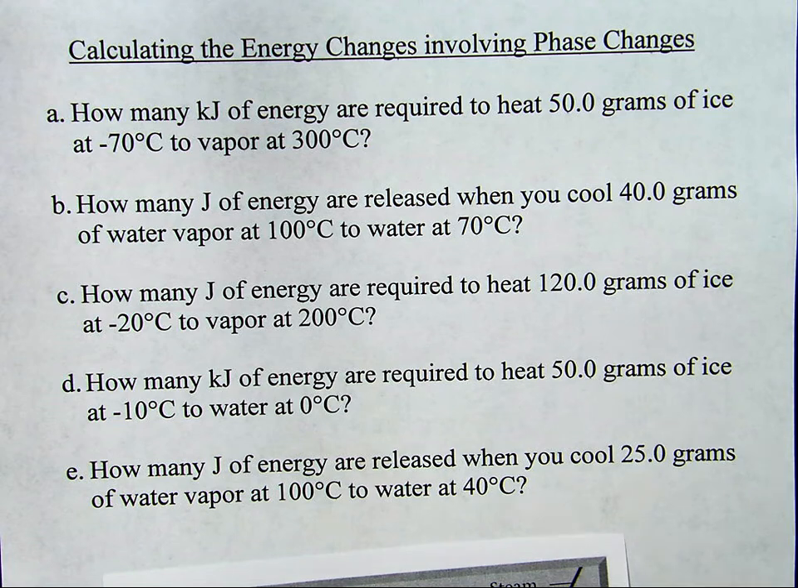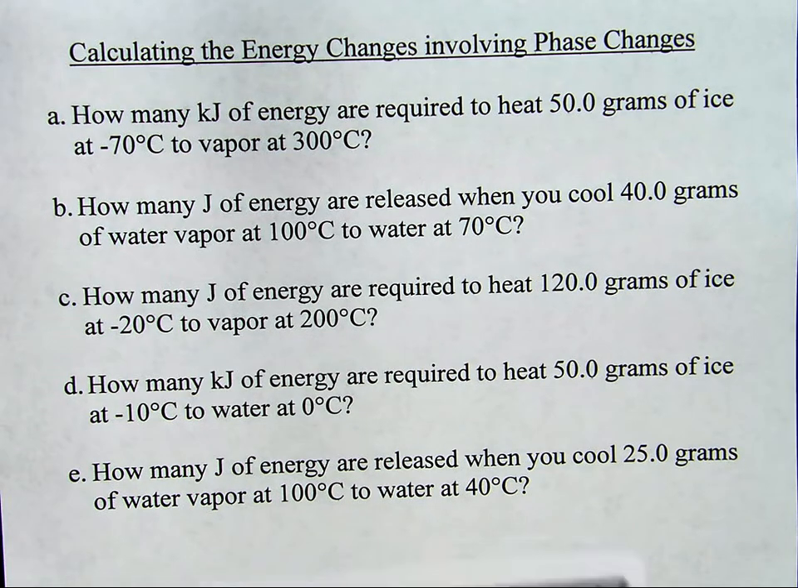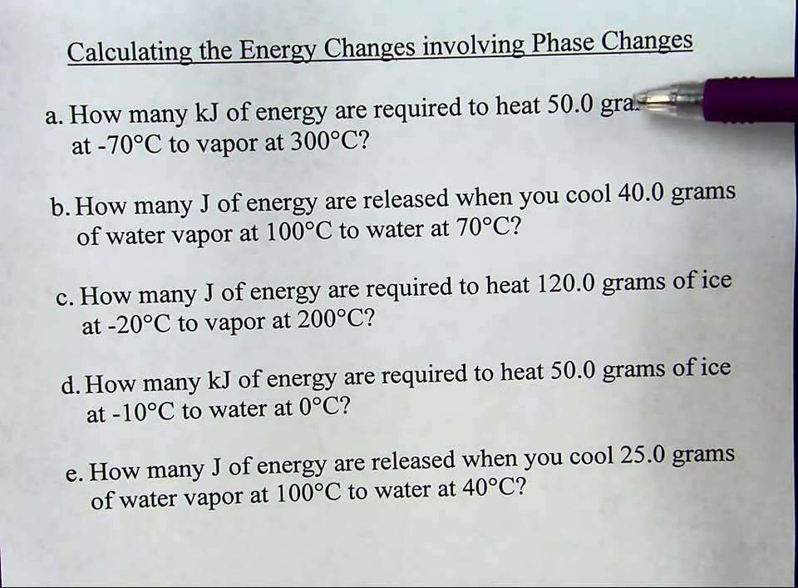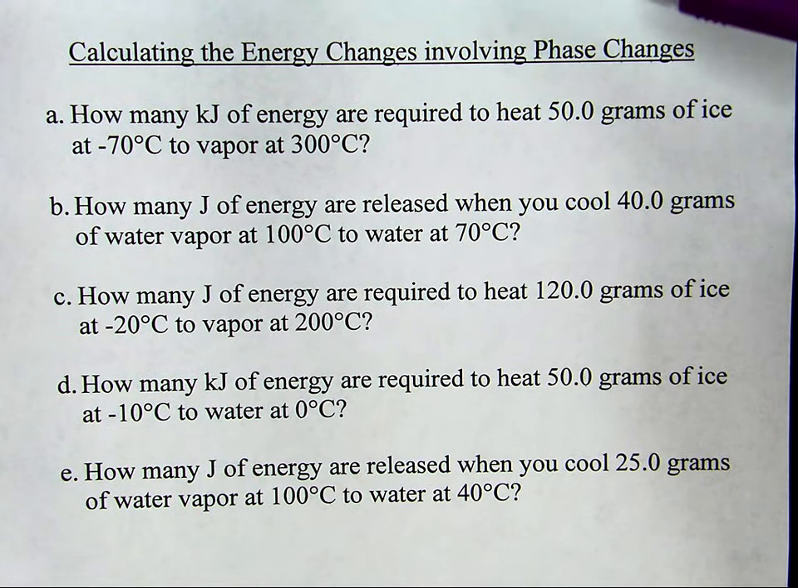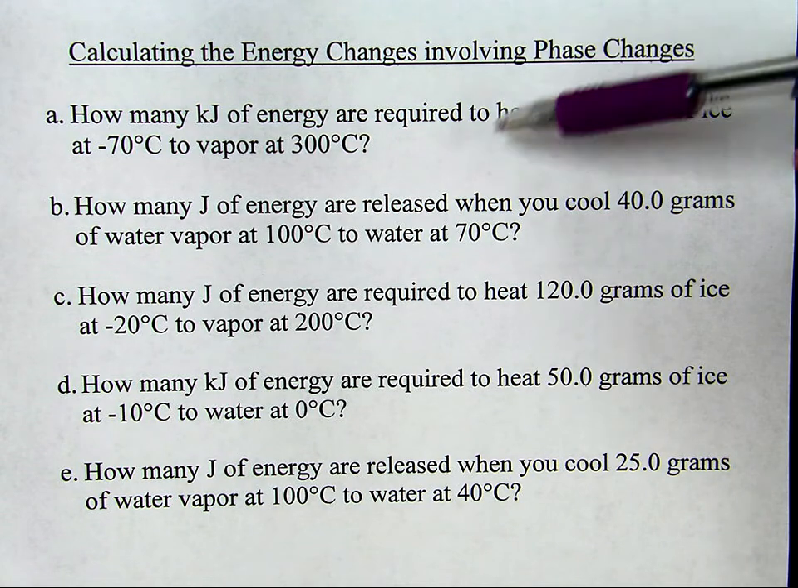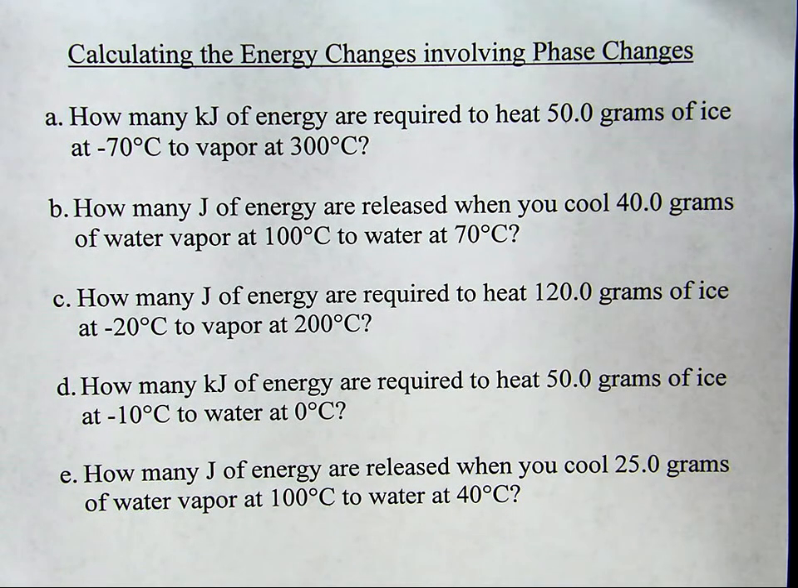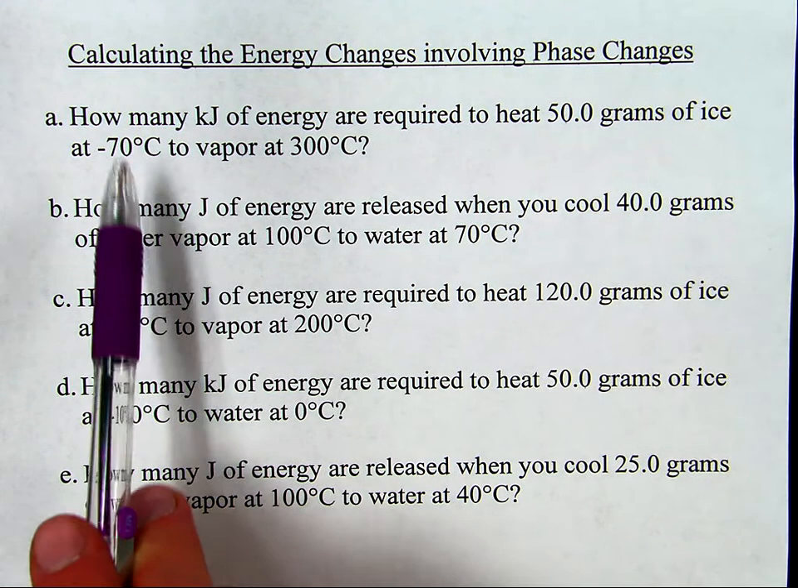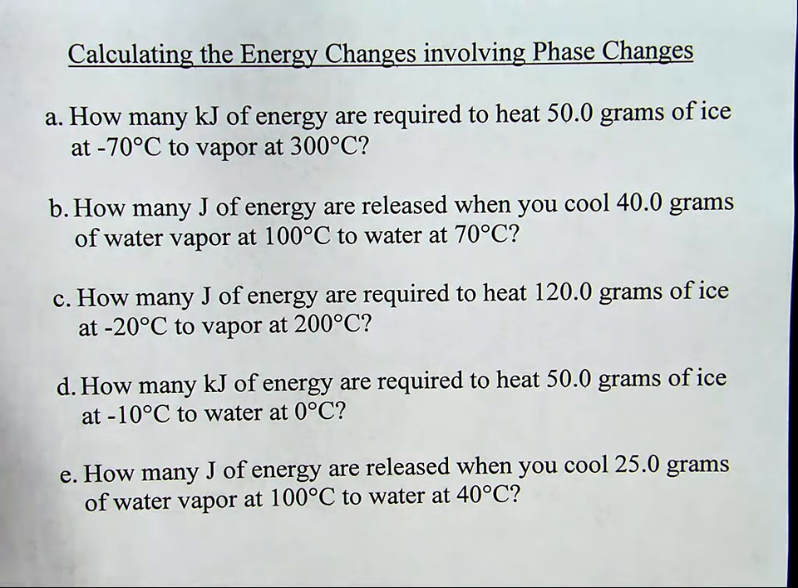Okay, let's talk about how to deal with these kinds of questions where not only are you calculating the amount of energy to change the temperature of a substance, but you're dealing with a scenario where the substance is changing phases. Here's an example: taking 50 grams of ice at negative 70 degrees and heating it to vapor at 300 degrees.